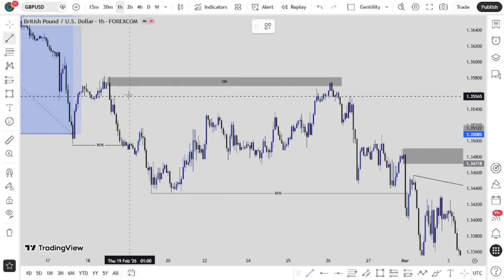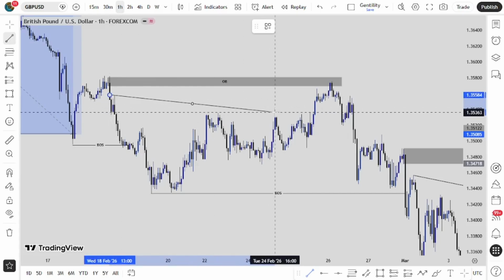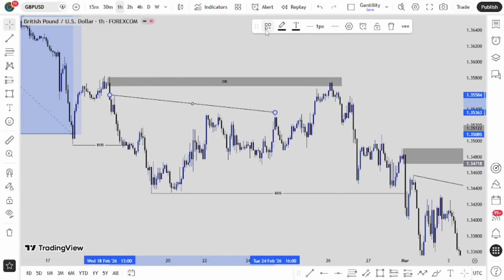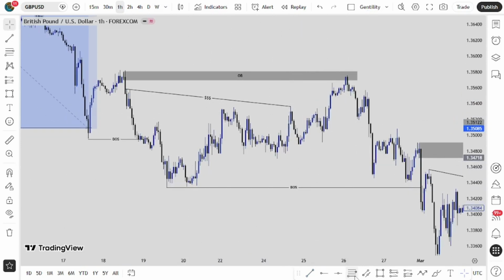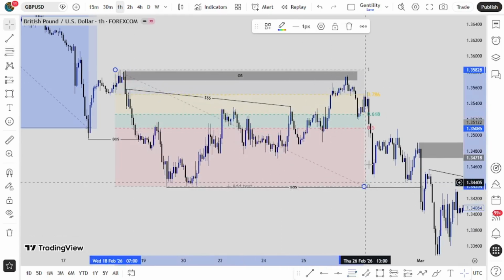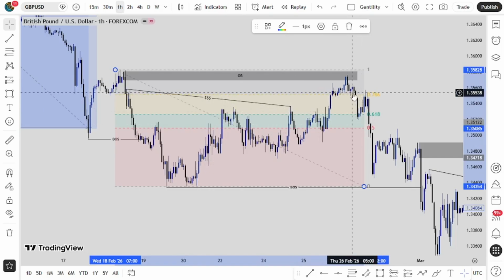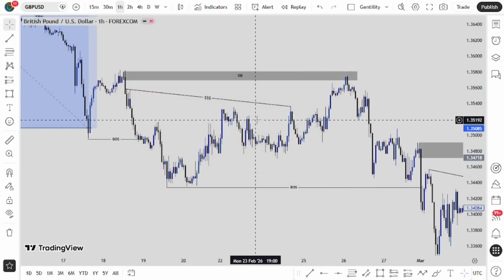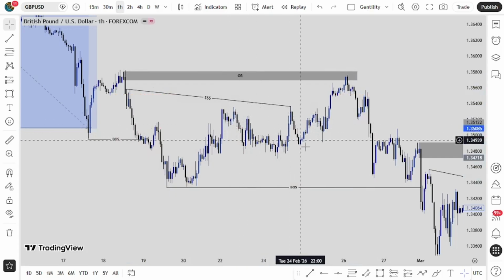We had liquidity seated right here. This is liquidity seated right here. That is liquidity seated right there. And if we take out our Fibonacci to draw from swing high to swing low, you can see that price is at a premium area, a very expensive area to sell from. Those are all the confluences that you need to see before taking a trade.